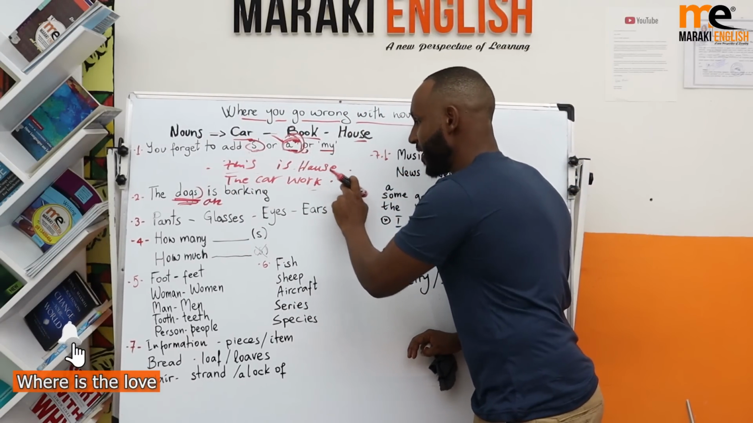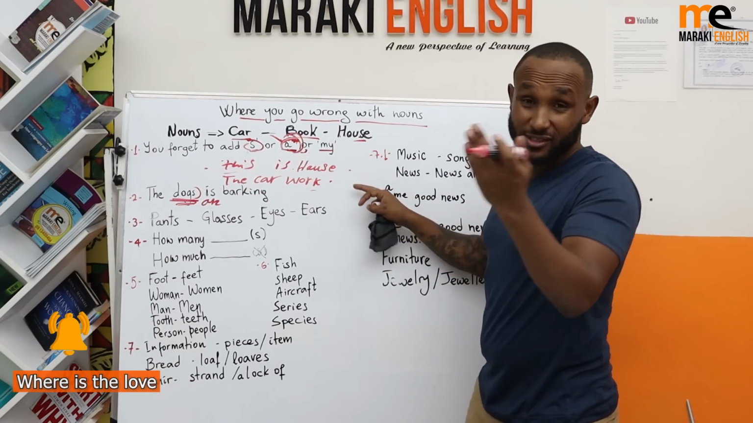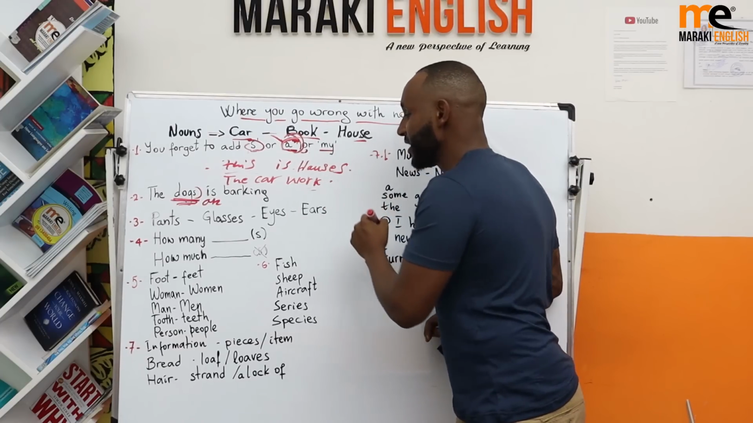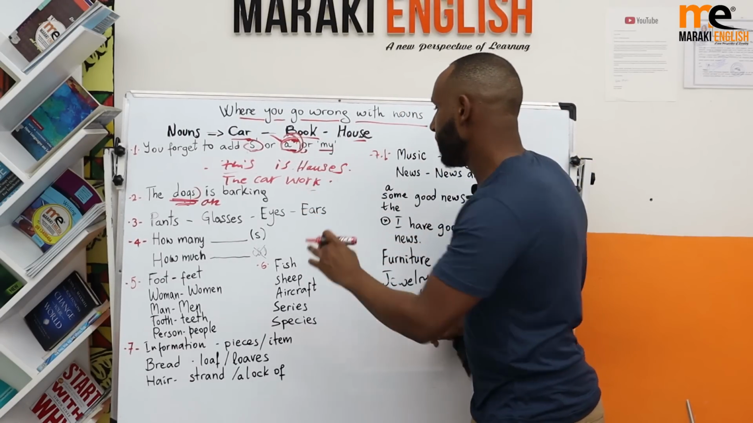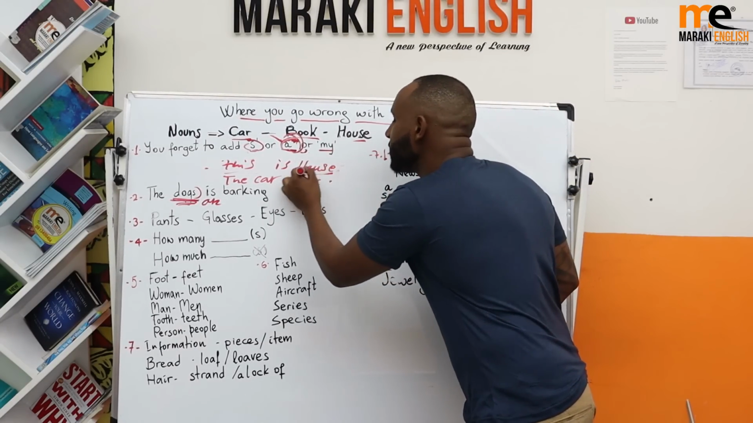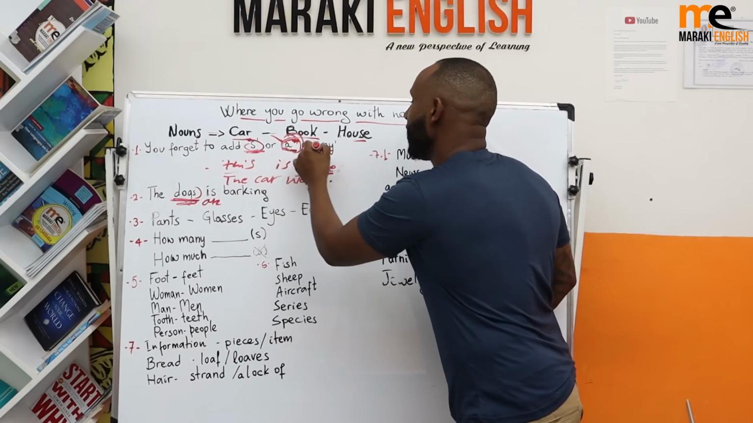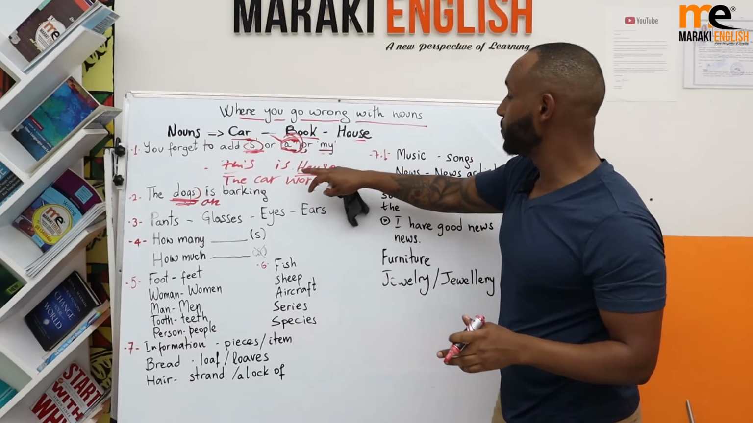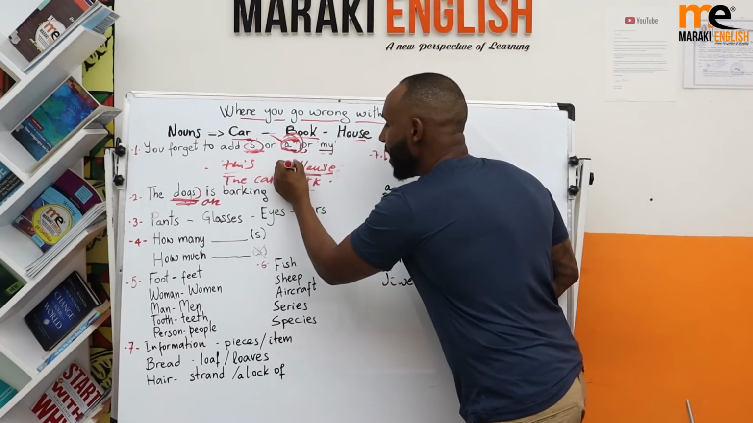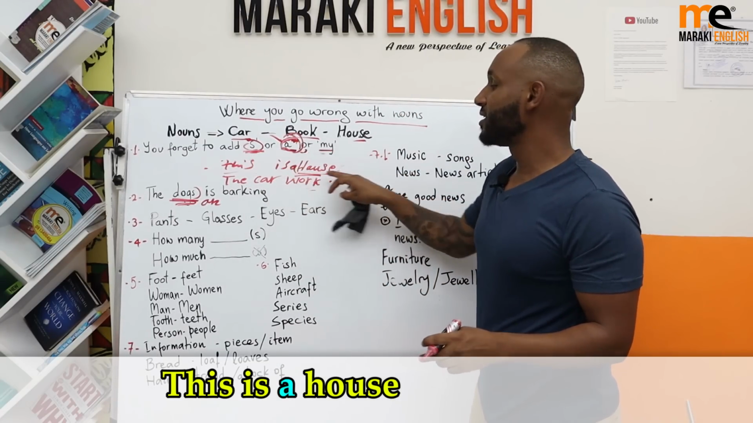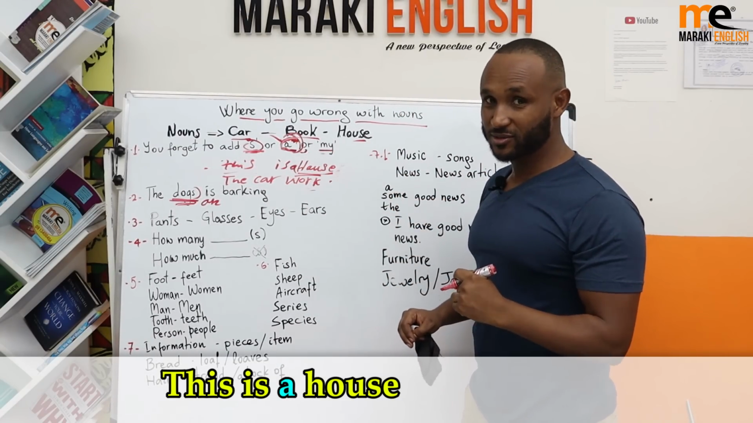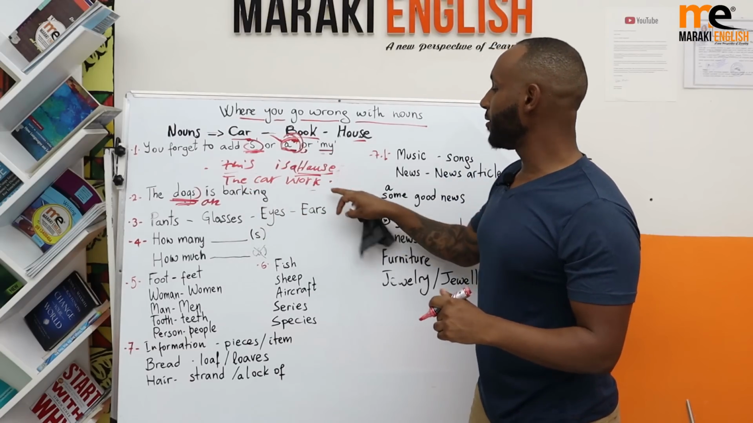No, let's get rid of s. This is house. Still no, because we added s here because we were talking about many, right? But now it's one, and we said earlier without any s, a, or my, we don't use the nouns by themselves. So I add a here. So this is a house. Then now it's right.